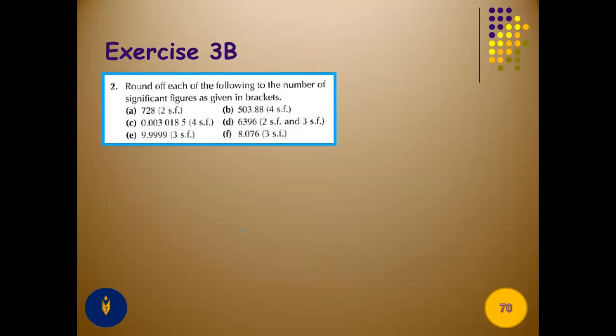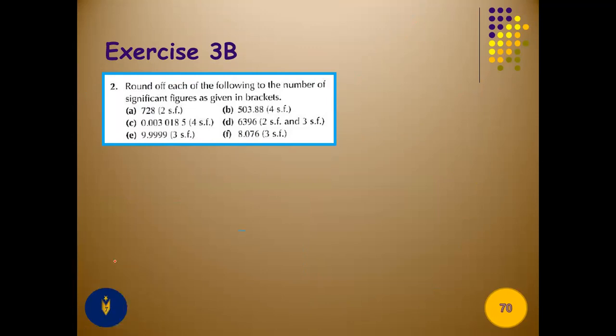Here is our next question. It is also a part of the basic level, and it is again on page 70. In this question we have to round off each of the following to the number of significant figures as given in brackets. हमें round off का method तो पता है.